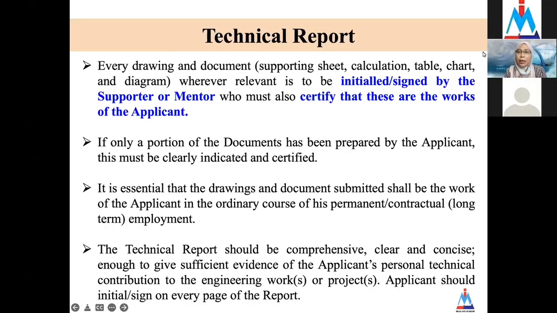It is essential that the drawing submitted shall be the work of the applicant in the ordinary course of his permanent, contractual, long-term employment. This is important, it is from them. So you might as well stay there, wait for 3 years, then jump to another company, if you are really interested in going for PE. They make this kind of term so that you complete the work and close the loop: you have done the design, fabrication and then implementation. My concern is that with contractor work, once the contract ends it may or may not continue. That's just my concern.